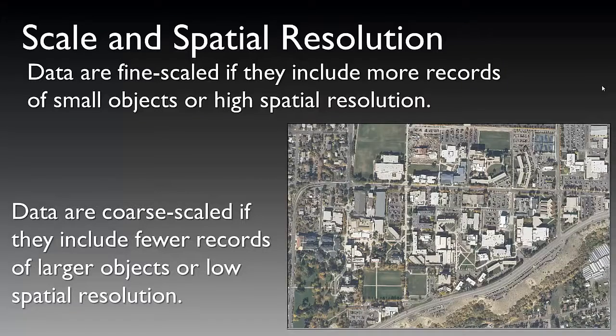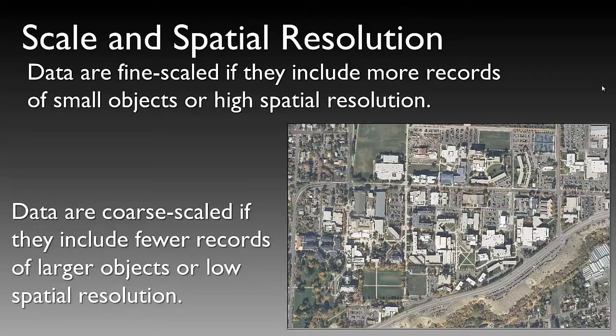Data are fine-scaled if they include more records of small objects or high spatial resolution, and data are considered coarse-scaled if they include fewer records of larger objects or low spatial resolution. In the aerial photo on the right side of the screen of the Utah State University campus taken in 2009, you can see this is a half-meter pixel resolution data set of the USU campus.